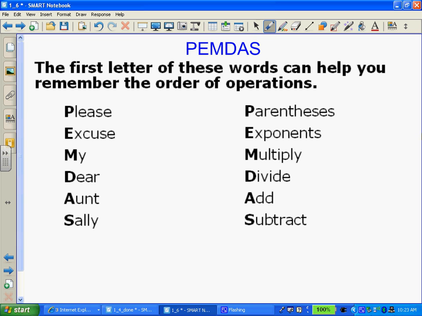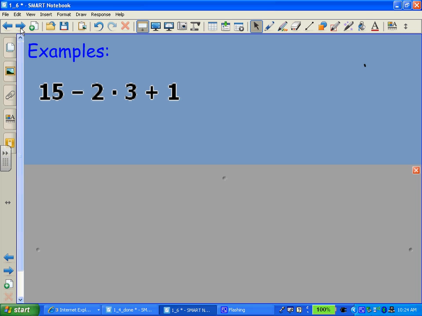Now remember when you write this down that M and D are grouped together and you perform those left to right. And the same is true for add and subtract. They're grouped together, you perform those left to right. So Please Excuse My Dear Aunt Sally helps you to remember the order of operations. So let's go through a few examples together here.